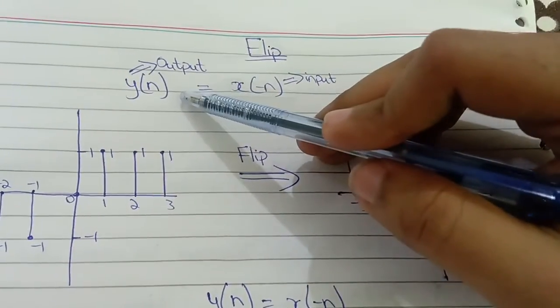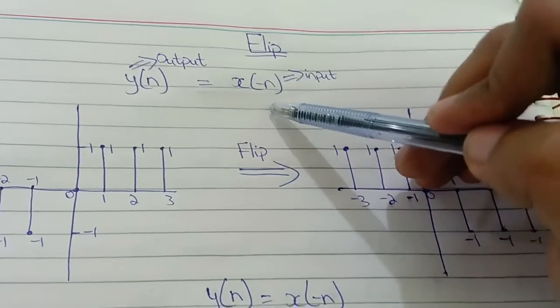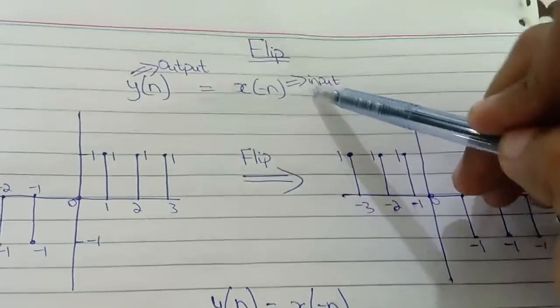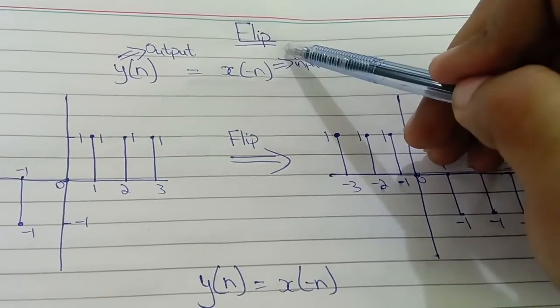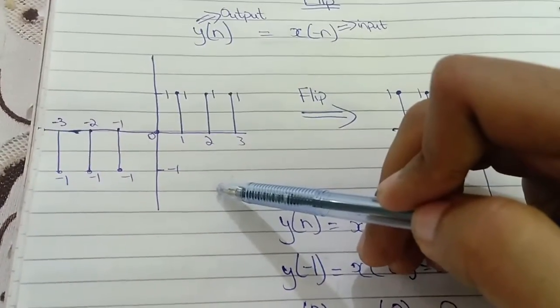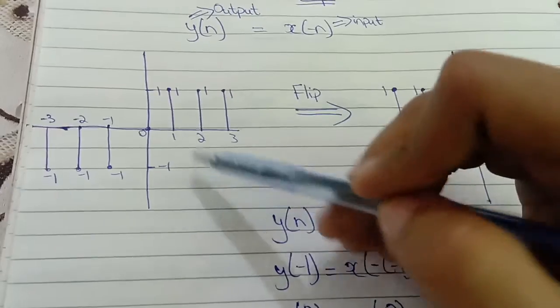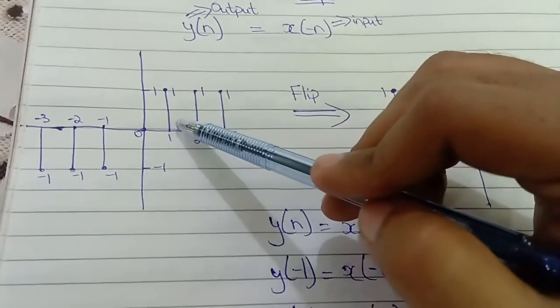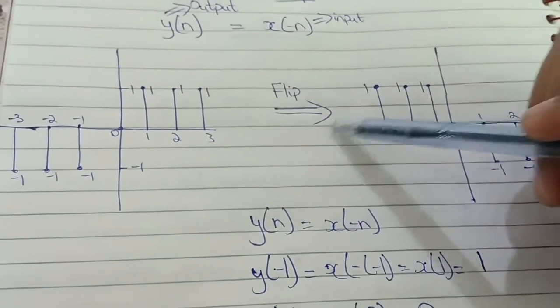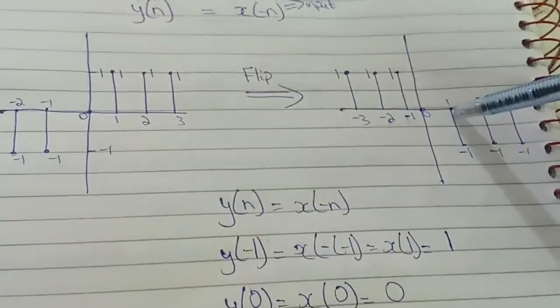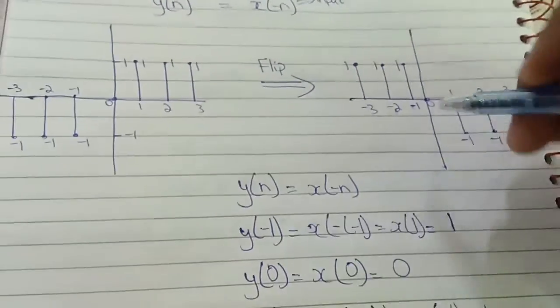About the flip function, this is the basic equation: y of n, which is our output, is equal to x of minus n, where x of n is our input. This is our x of n, which is the basic input of this signal, and after applying the flip function to this signal we get this output as y of n.